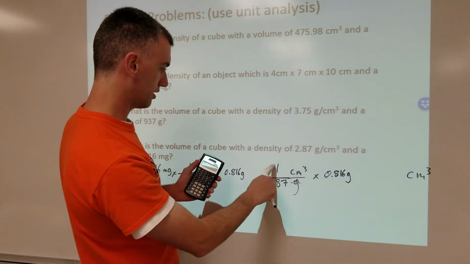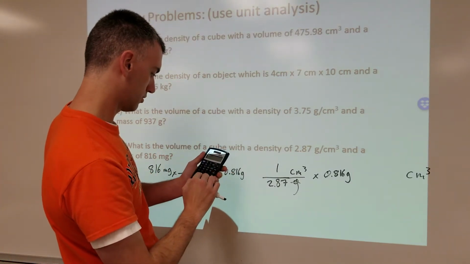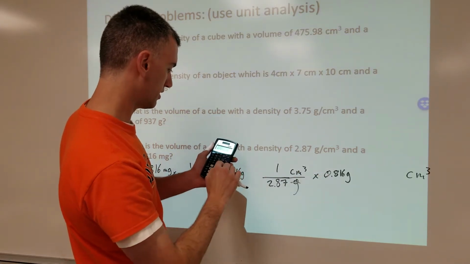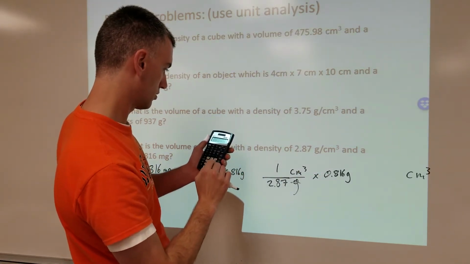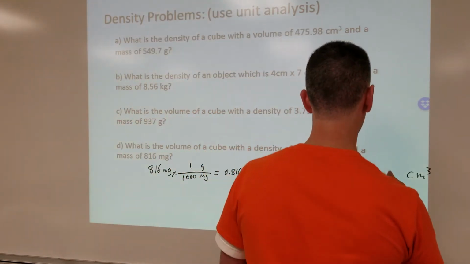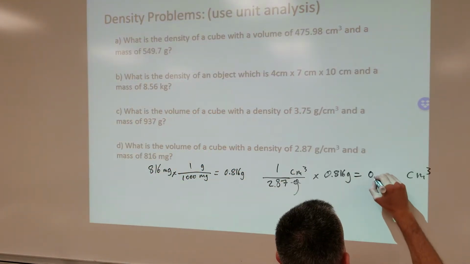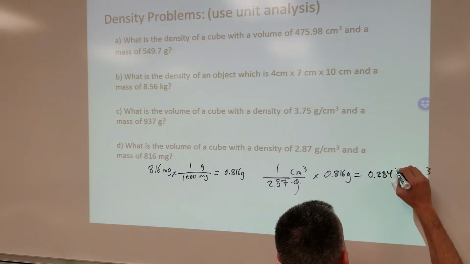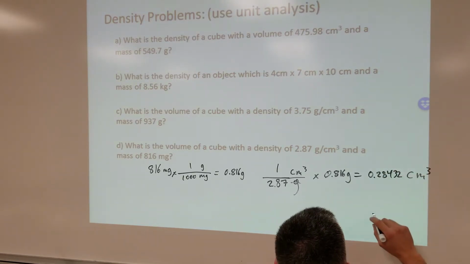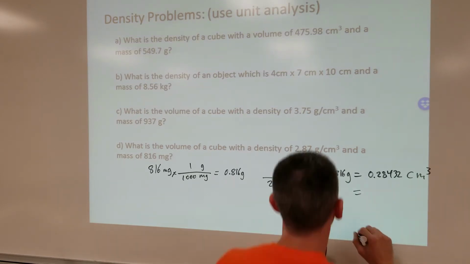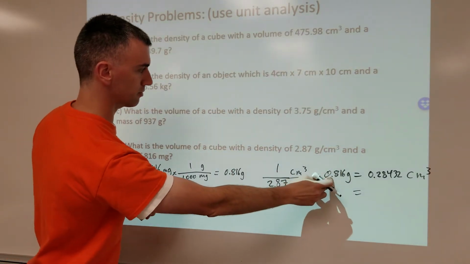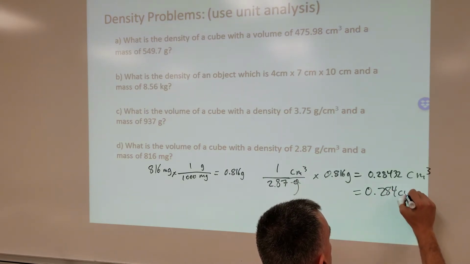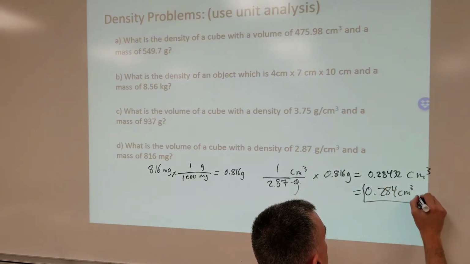So in this case, I'm going to take 1 over 2.87 times 0.816. And the answer, 0.28432 and so on, cubic centimeters. Rounding for correct sig figs, 3 sig figs and 3 sig figs makes 0.284 centimeters cubed as my answer.